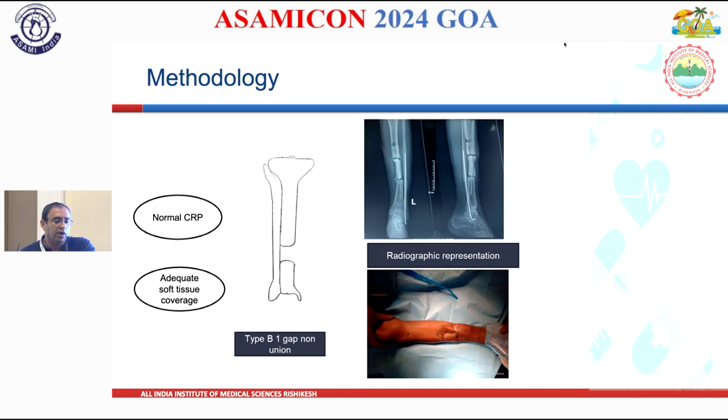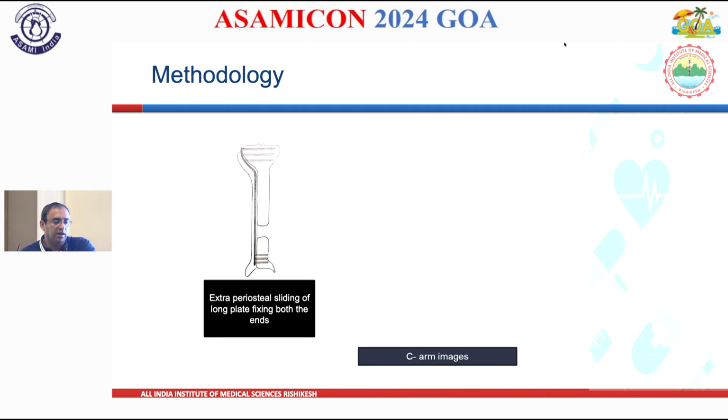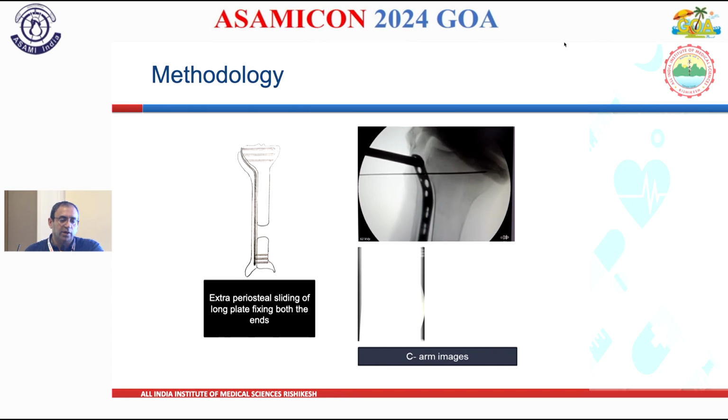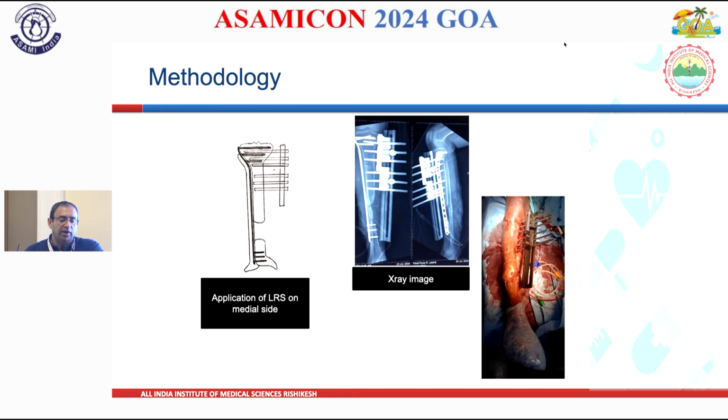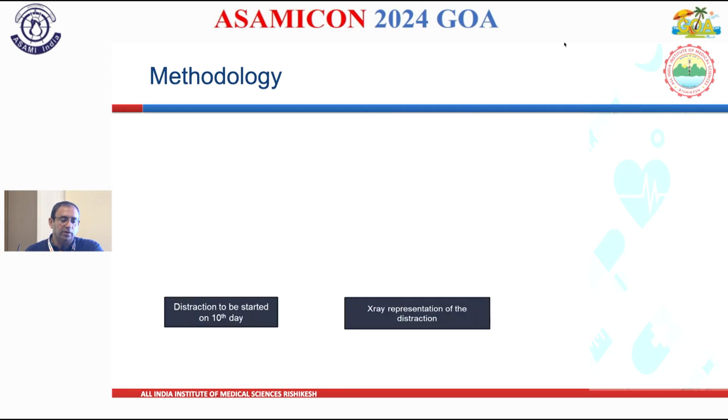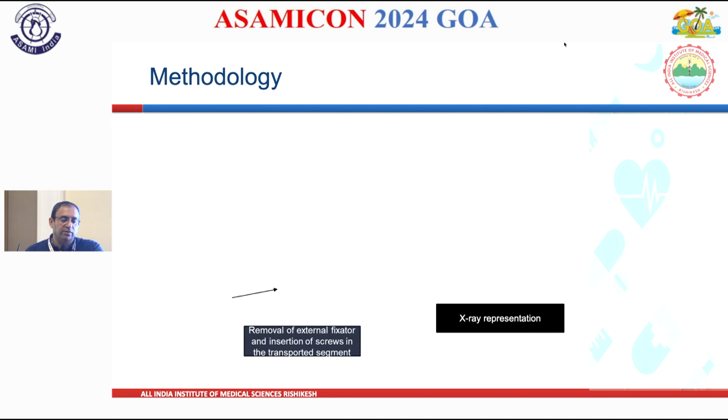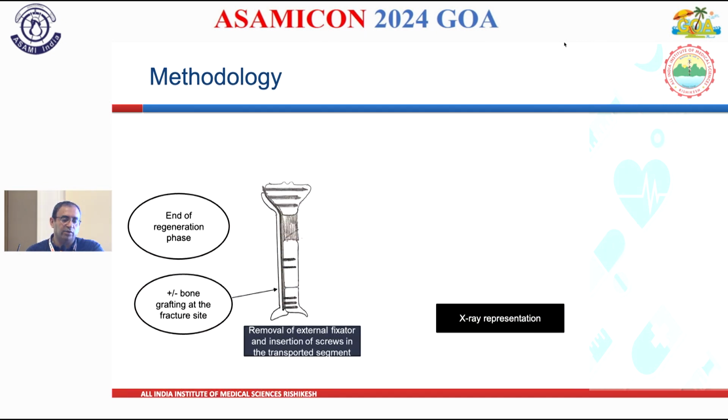Then we go on to fill this bone gap. So the methodology involves, if you have this type B1 fracture where there's a bone gap with the fibula intact or the fibula length is maintained, and you have normal CRP and adequate soft tissue coverage, you start with first plating this whole tibia with a long plate and fixing the proximal and the distal ends with the help of screws. And then you apply LRS onto the other side of the bone, do a corticotomy, and transport this bone segment down at a controlled rate. Once this bone segment reaches the other part, you fix it with 1 or 2 screws and take out the external fixator.